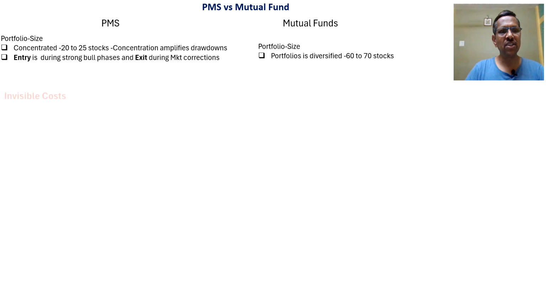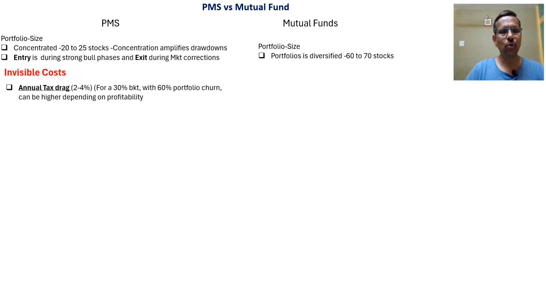While investing in PMS, we need to understand some additional costs involved, like invisible costs, such as annual tax drag, which ranges from 2 to 4%. For example, if an investor is in the 30% bracket and his portfolio is churning at 60%, then depending on the profitability, his annual tax drag would further increase. Similarly, another invisible cost is total cost of ownership, which ranges from 1 to 3%.